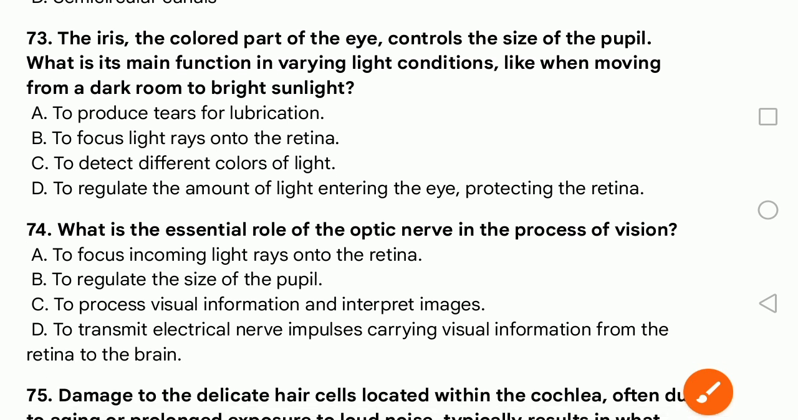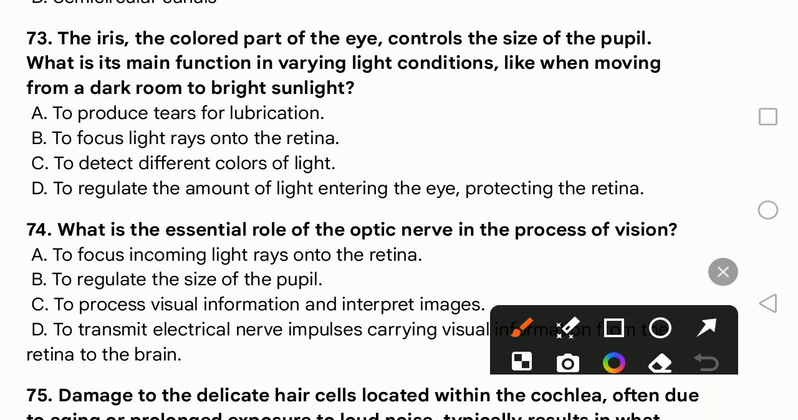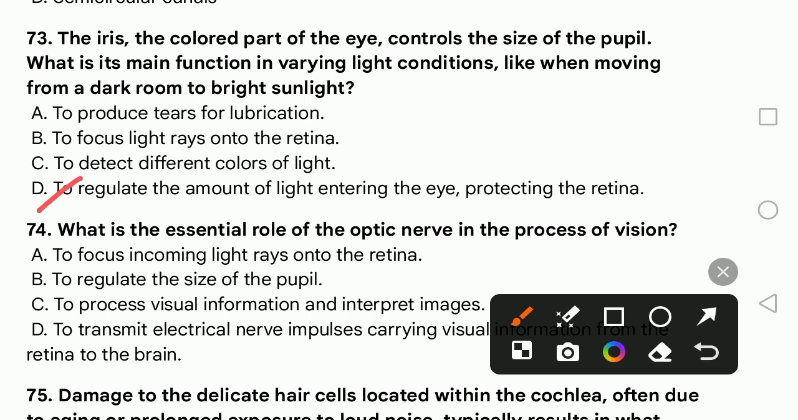73. The iris, the colored part of the eye, controls the size of the pupil. What is the main function in varying light conditions, like when moving from a dark room to bright sunlight? To regulate the amount of light entering the eye, protecting the retina.